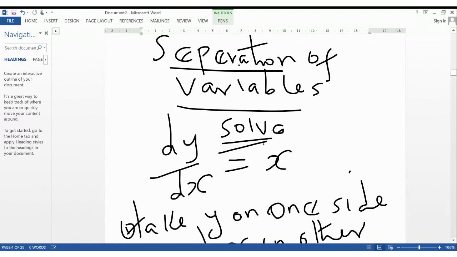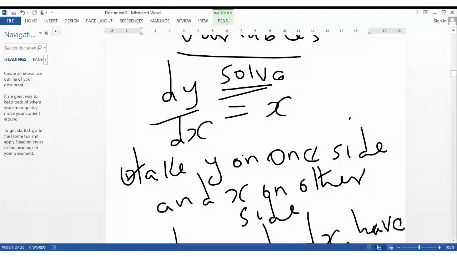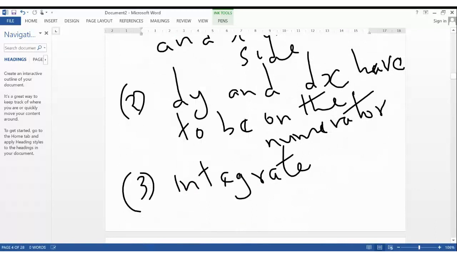You want to solve that, and we have said take y on one side and take x on the other side. When I say y on one side, I mean even with functions of y and functions of x, that is the dx and the dy on one side. Then we have said that dy and dx have to be on the numerator. Very important. And after we do that, we can now integrate.